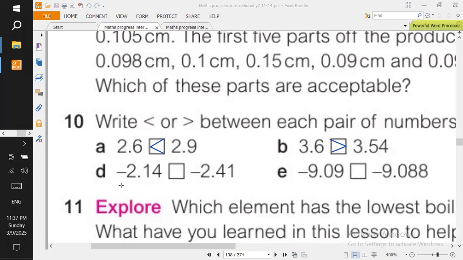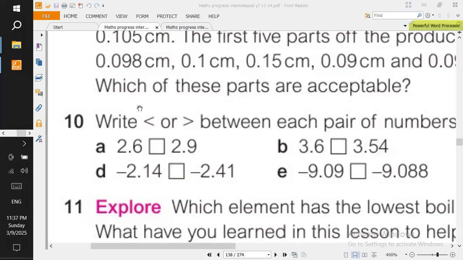And here we have negative 2.1 and negative 2.4. So which one is bigger? Very good. The smaller negative number is the bigger number. So it will be like this because it's the closest to zero. Here, 9.09, 9.08. Which one is bigger? Very good, 9.08 because it's the smaller number. So it has the bigger value. And this is how you answer a question like this.